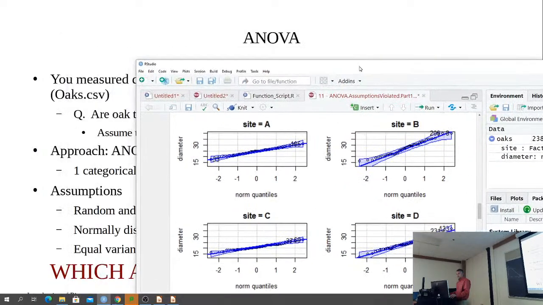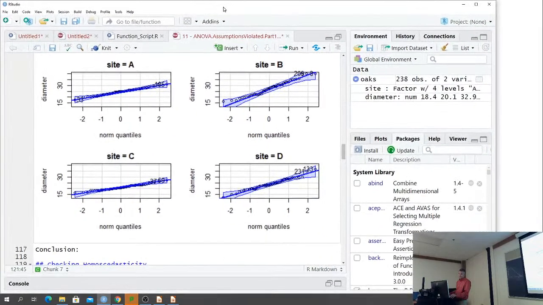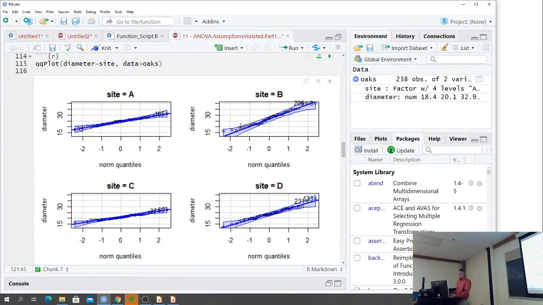Right, QQ plots. Oh, come on, move it over here. All right, QQ plot, diameter as a function of site, data oaks. They all look like they fall inside of those confidence intervals. I can enlarge it if I wanted to, but I don't think I need to.